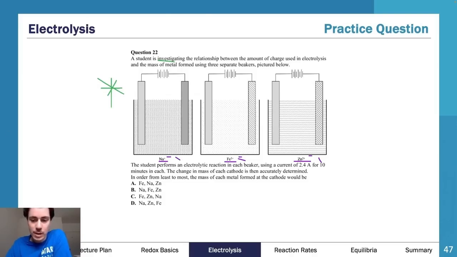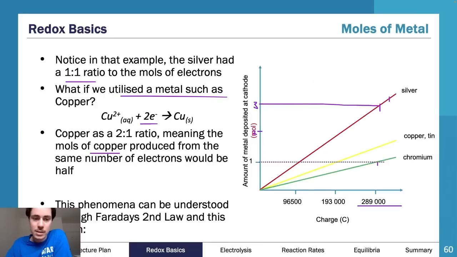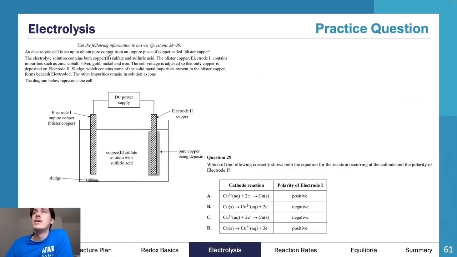So really important that we understand that from this diagram up here. So this here is another really good question. This is looking at electrorefining, but this is still a very doable question, even if you don't understand electrorefining. In this question here, electrode 1 is a blister copper. Now, the blister copper is made up of a bunch of things. It's got zinc, cobalt, silver, gold, nickel, and iron. As you can see here, electrode 2 is pure copper, and pure copper is being deposited at this electrode. You can see this diagram here.